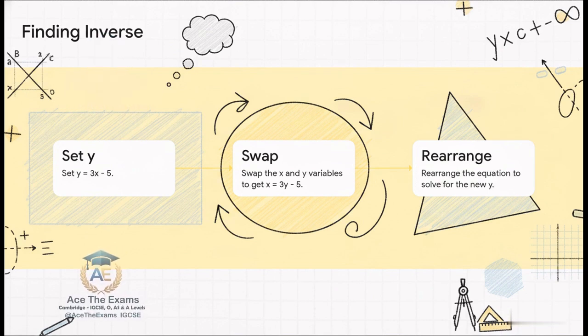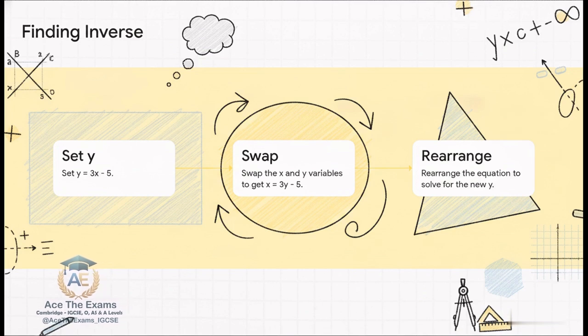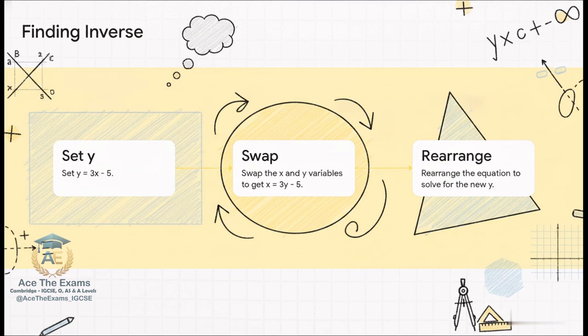Memorize this sequence. Step 1. Replace that clunky f of x notation with a simple y. So write down y equals 3x minus 5. Step 2. Literally, physically swap the x and y variables in your written equation. The y becomes an x, and the x becomes a y. It now reads x equals 3y minus 5.